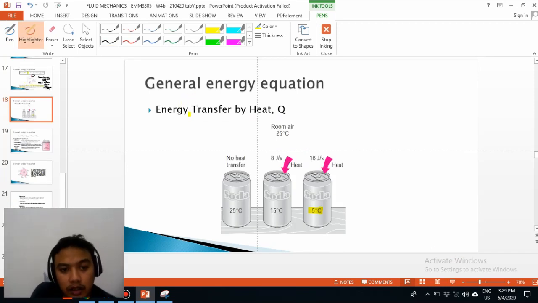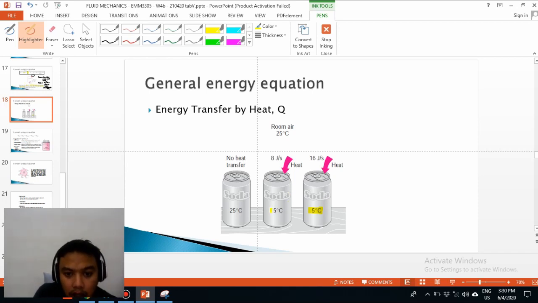For the general energy equation, next is energy transfer by heat. The moment energy transfer happens, it should be related to heat transfer. For example, this is a soda tin at a temperature of 5 degrees Celsius. When we put it outside at room temperature, in order for the soda tin to reach the same temperature as the room, heat is transferred into the soda tin. For example, for 5 degrees Celsius, we need 16 joules per second of heat to change the temperature of the soda tin to 25 degrees Celsius, which is room air.